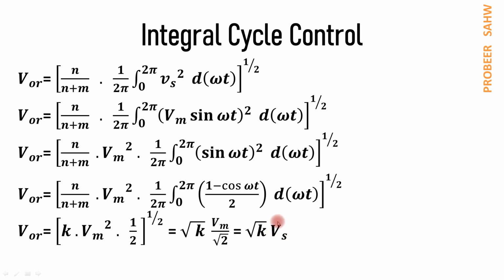It is different than small vs, which is Vs equal to Vm sin omega t. Small vs is equal to Vm sin omega t. That is the instantaneous value of the input AC signal. And this is the RMS value of the AC signal. So RMS output voltage is equal to root k times the RMS supply voltage, where k is the duty cycle. We are now interested in finding some other parameters for this circuit.